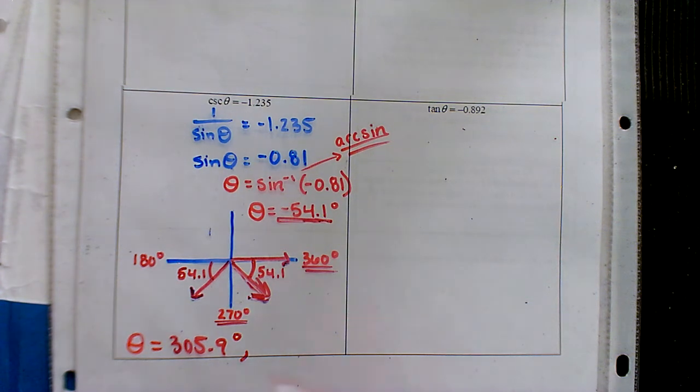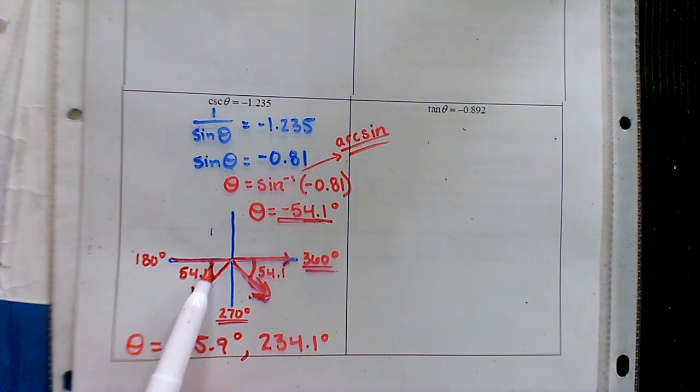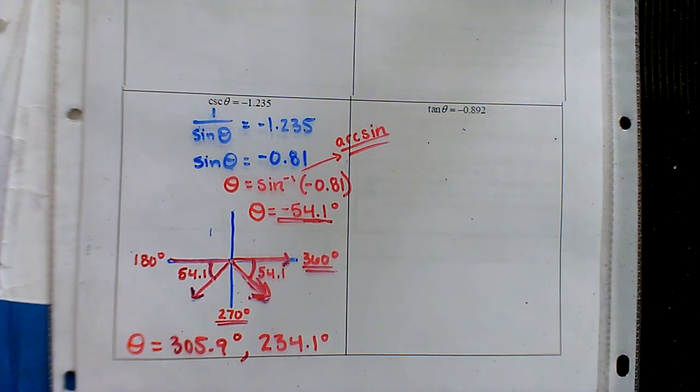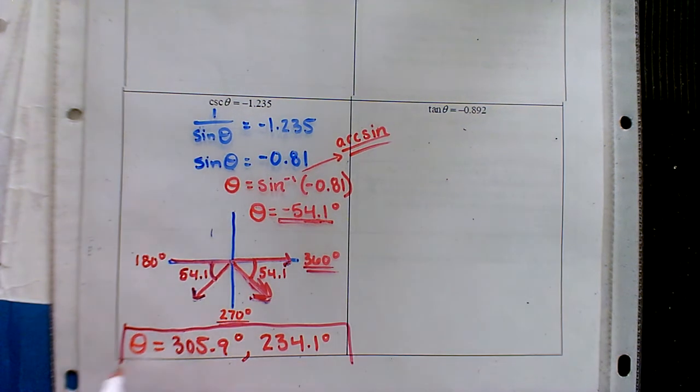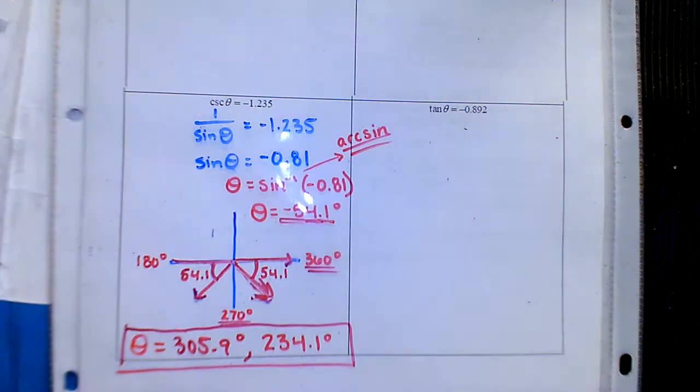What do you think, Maddie? 234.1. I like it. 234.1. So take 180 and add 54.1. Notice how that angle measurement's between 180 and 270. Okay, so we're good to go. Since we have a calculator, I would suggest checking your work.